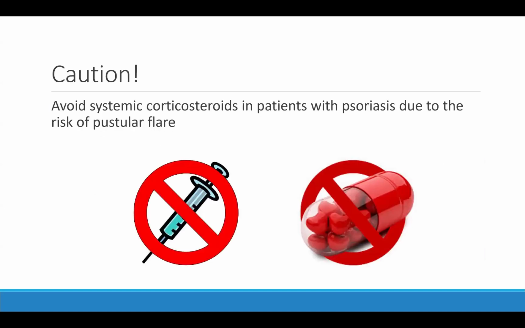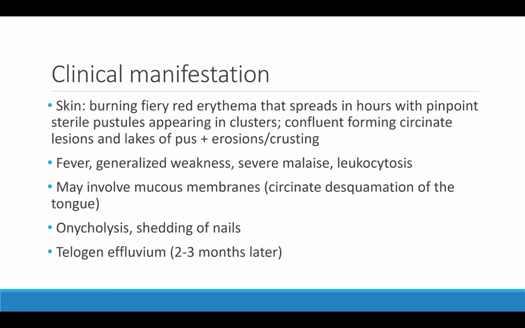So once again, avoid systemic corticosteroids in patients with underlying psoriasis due to the risk of pustular flare when you withdraw them. In terms of clinical manifestation for the skin, there is burning, fiery red erythema that spreads in hours with pinpoint sterile pustules appearing in clusters. This becomes confluent forming circinate lesions and lakes of pus with erosions or crusting over time.